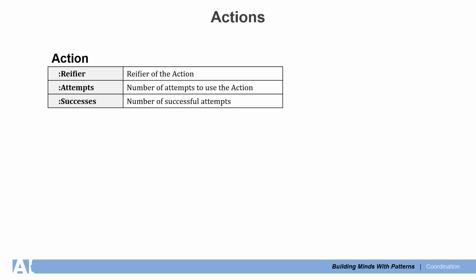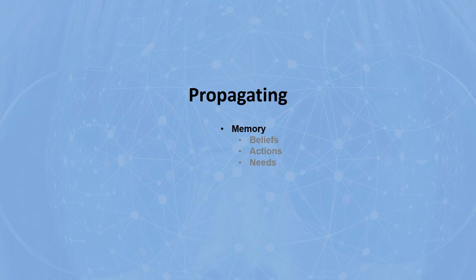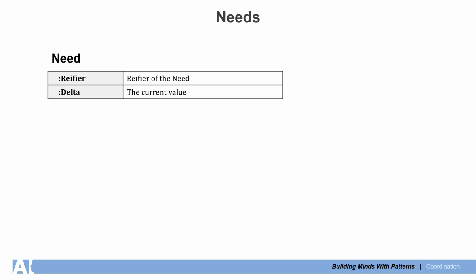Actions. Action parameters have a reifier of the action, the number of attempts to use the action, and the number of successful attempts. This allows us to calculate a simple success ratio. Needs. Each need of the artificial mind is also tracked. The delta is the difference between the target value of the need and the actual value.